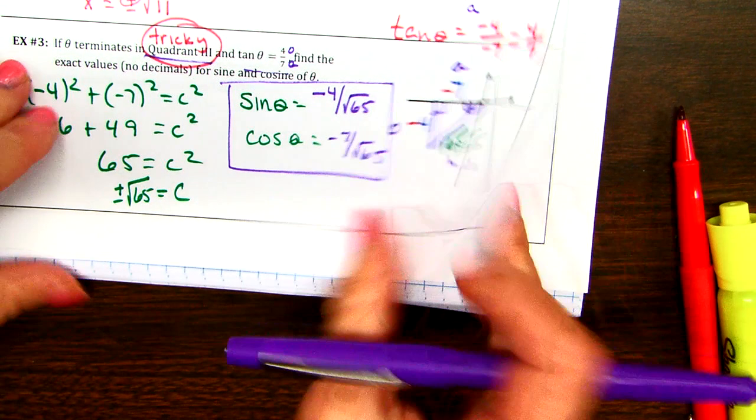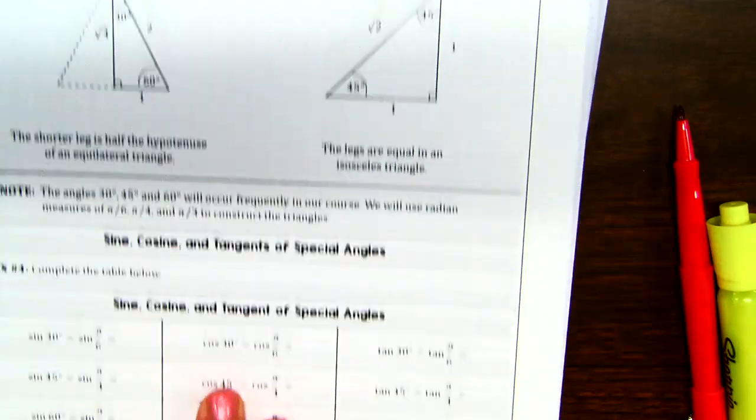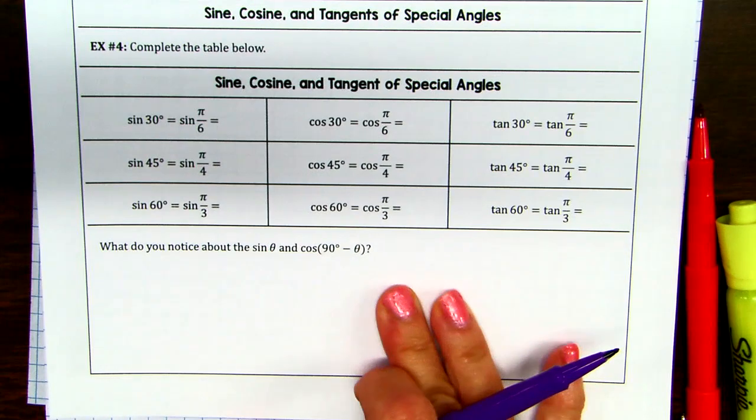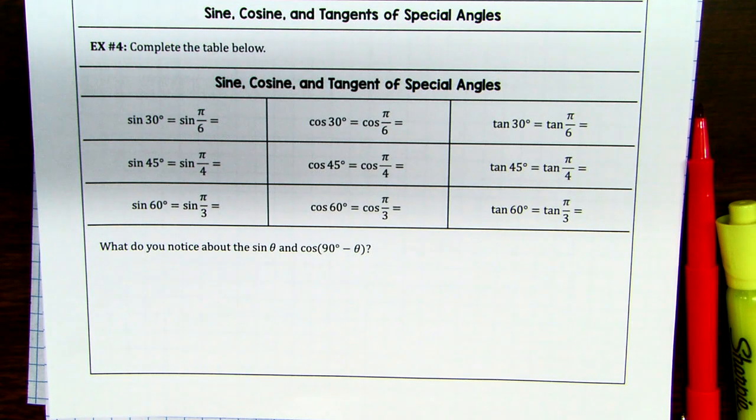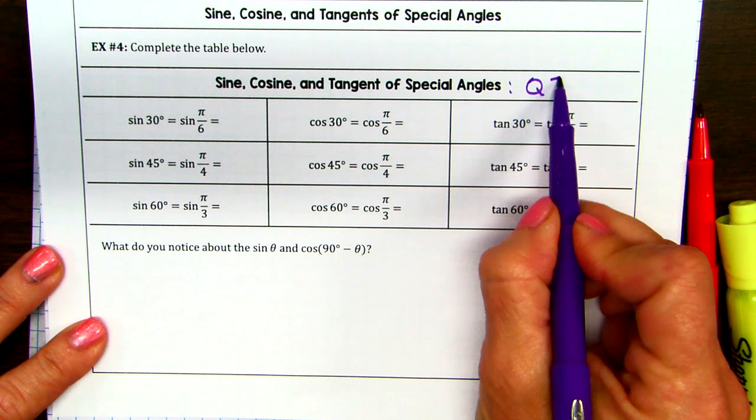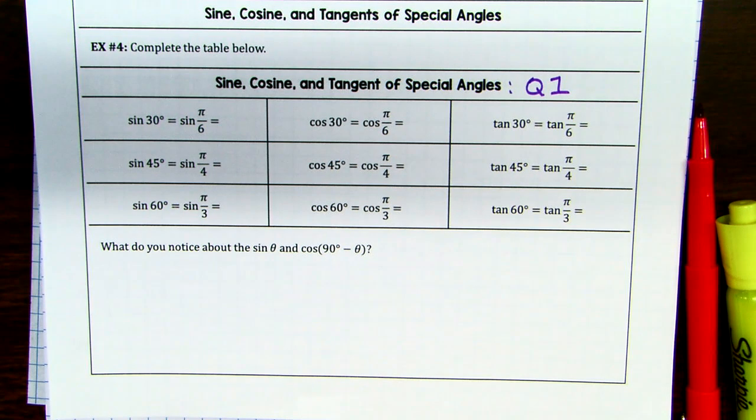I'm going to do the first two in the homework with you momentarily. If you want more information about 30, 60, 90, 45, 45, 90, there it is. Moving on to the very last thing. I want to go over quadrant 1 with you. This is quadrant 1. It's all about quadrant 1. If you know, you know.